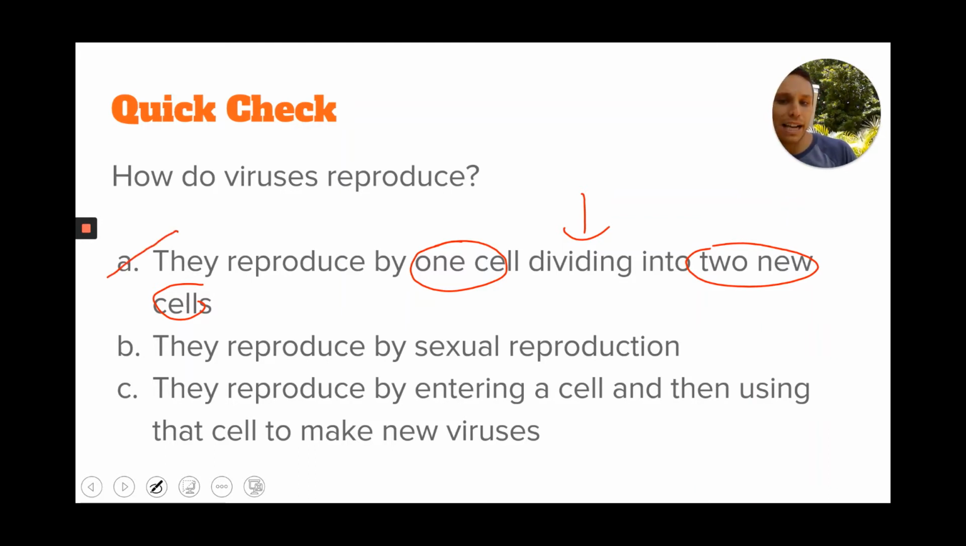B, they reproduce by sexual reproduction. Remember that single-celled organisms do not reproduce by sexual reproduction. Sexual reproduction is when you have two parents and you have sex cells. We do not have sex cells here, but let's look at the last one to make sure that this is not the answer. C, they reproduce by entering a cell and then using that cell to make new viruses. If we look at C, entering a cell, what do we call that cell that it enters? A host cell. And then using that to make new viruses. Absolutely, C would be your answer.